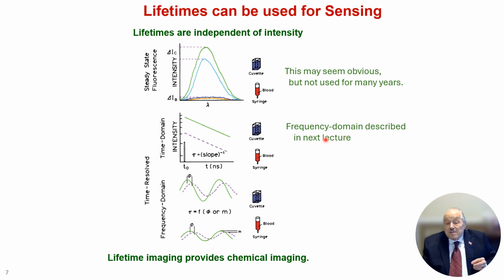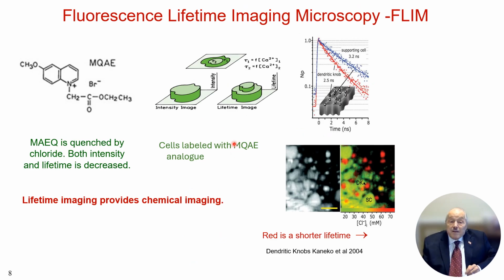If we measure the decay times of the same fluorophore in these two samples, assuming it hasn't bound to something in the samples, the decay times would be exactly the same, independent of the intensity. And this is also going to be true in the frequency domain, which we'll talk about in a future lecture. So the independence of the lifetime from intensity has become very valuable in a field called fluorescence lifetime imaging microscopy.